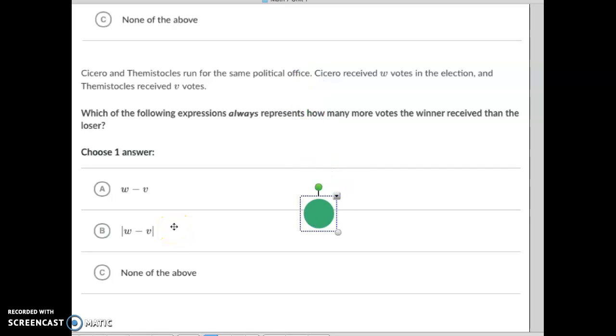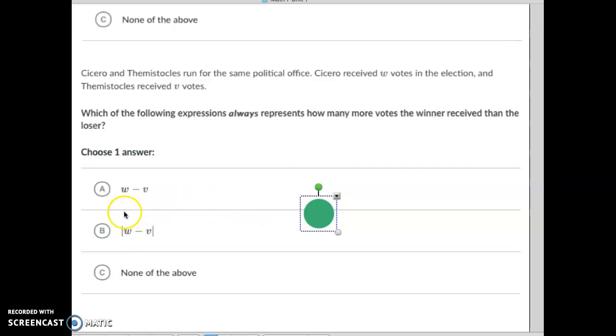This one, a number line doesn't work quite so well. In this one, two people are running for a political office. Let's call them William and Vivian. Well, if William were to win, then A would be a fine way to find out by how many he won by. But what if Vivian won and not William?